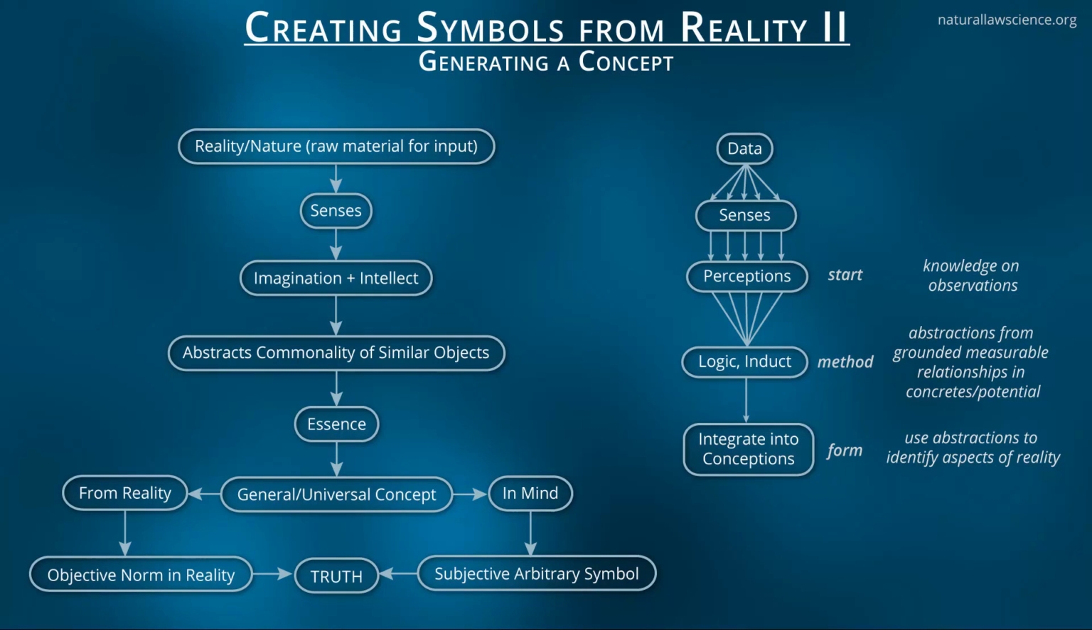These are from reality and from the mind. There's an objective norm in reality. There's something that exists in reality. Then in the mind, there's a subjective arbitrary symbol. From the arbitrary symbol and the objective norm in reality, we're trying to obtain truth. That's why we arrive at the general universal concept, which is represented through mind and reality.